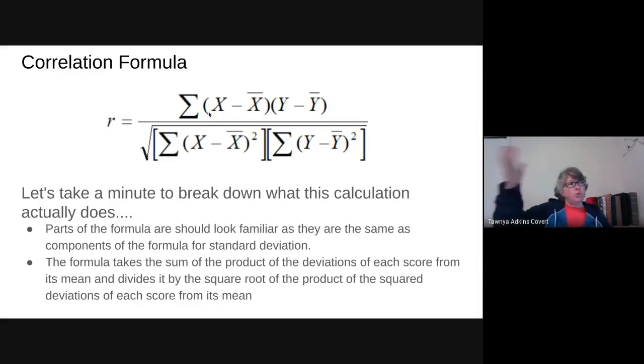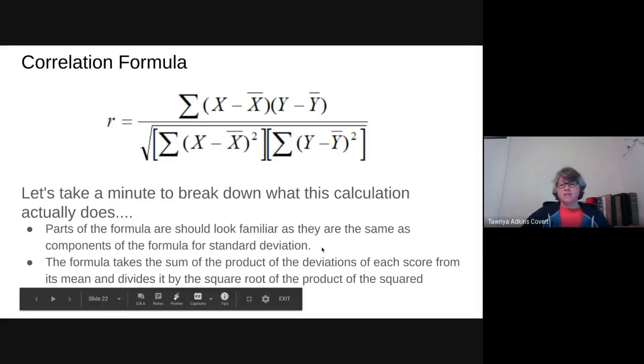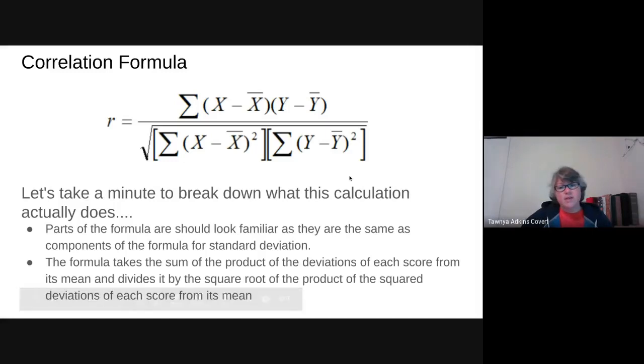We were talking about two groups before. Now we're talking about two variables. And we have each score minus the mean score squared, and each score minus the mean score squared. So a lot of this is going to look familiar. It looks like the standard deviation formula. It looks like the two sample t formula a little bit. We're doing squares, so we're going to be taking square roots.